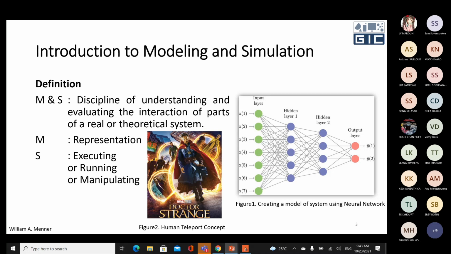So this is not a real system. You cannot teleport one person from one place to another place. It's just a theory or imagination in a movie. You have seen in the movie a magic machine that can teleport a human from one place to another place. So this is a theoretical system, where you try to represent a system that is not a real one. It is just your imagination, and then you try to show this case to your audience.